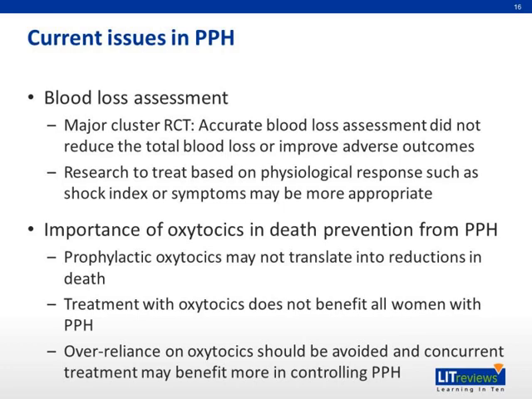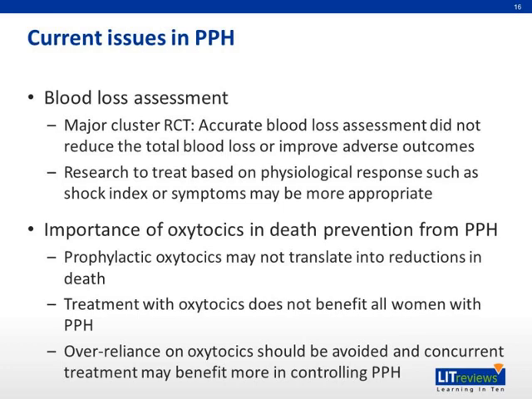Next, we'll talk about the importance of oxytocins in death prevention from PPH. We realize that prophylactic oxytocins may not translate into reductions in death. It is definitely important in the reduction of PPH itself. However, the treatment of oxytocin does not benefit all women with PPH. This is because, as we noted previously, the etiology of PPH does not only include uterine atony, even though it is the most common.